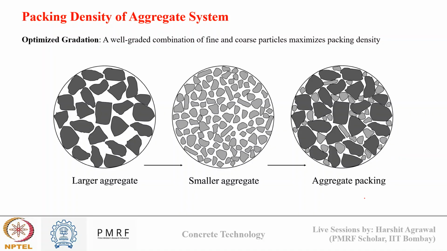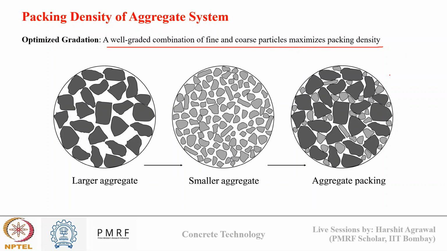So by optimizing the particle packing, that is the proportion of coarse and fine aggregate, we can minimize the voids that are present in the aggregate skeleton, which will either reduce the paste demand or give us more workable concrete for the same paste content. The same thing you can see written in this statement also. A well graded combination of fine and coarse aggregate maximizes the packing density. Okay, so particle packing of aggregate is done for optimized gradation.